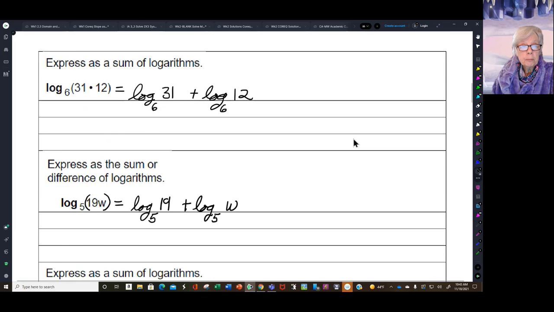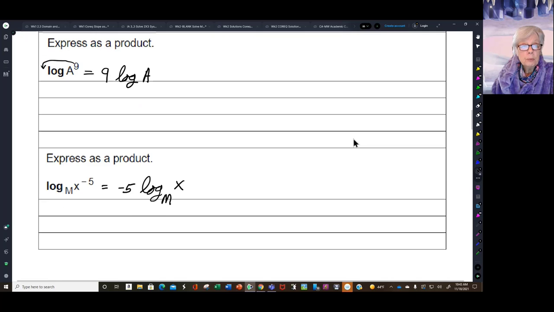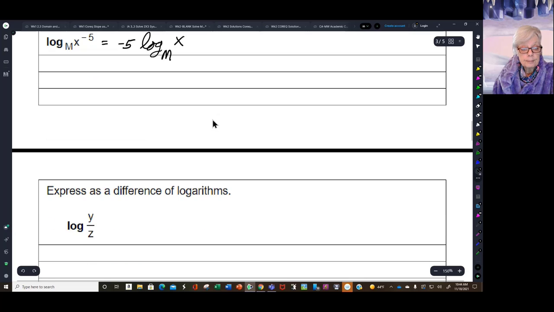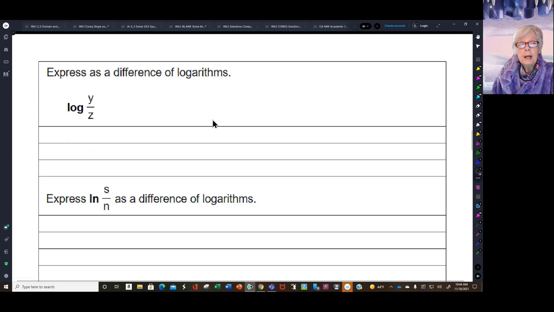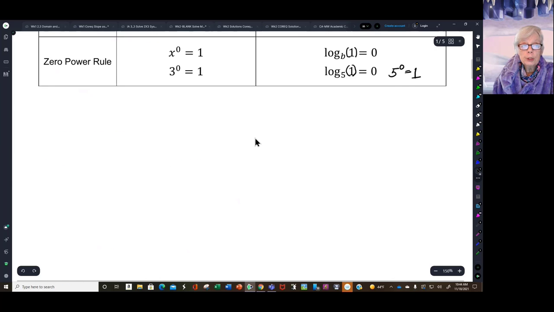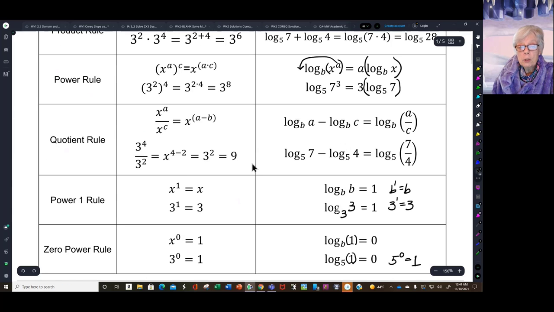So at first we're using the product rule. Then we switch to the power rule. Even though they're using the word product, that's because this is 9 times the log of A. So that is a product you're multiplying. Now, express as a difference. That means you're going to subtract. We're going to use the quotient rule now, right here. The quotient rule for exponents, the quotient rule for logarithms.